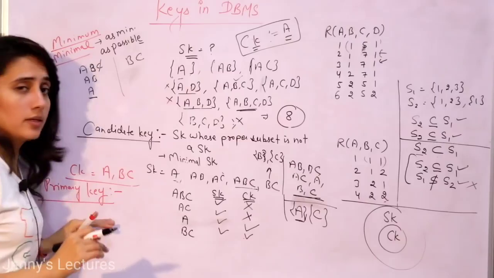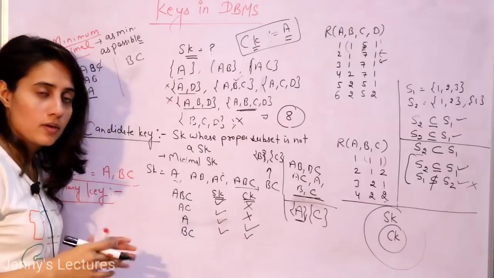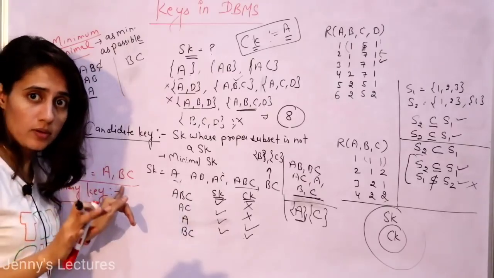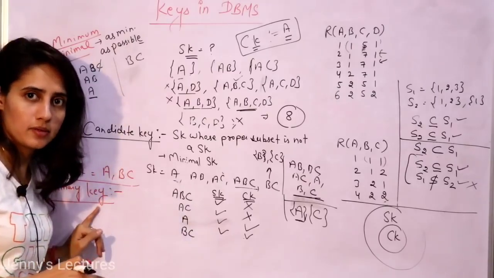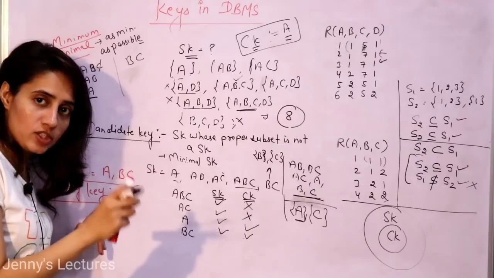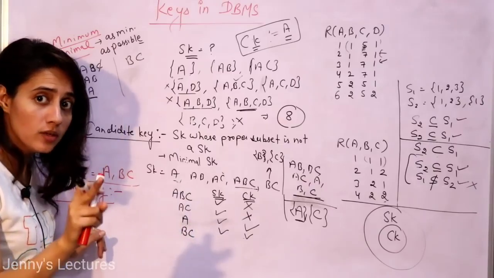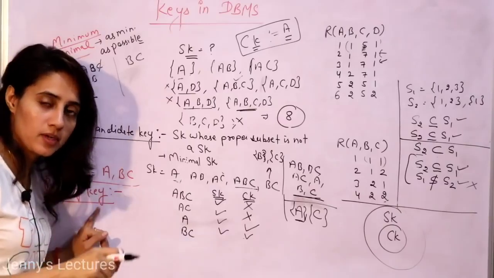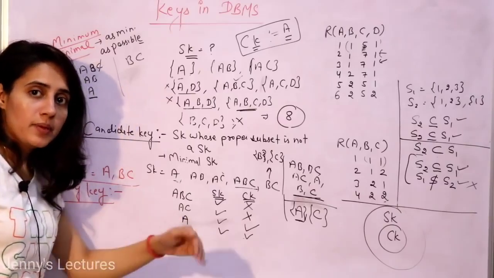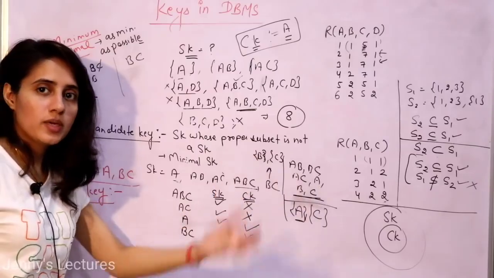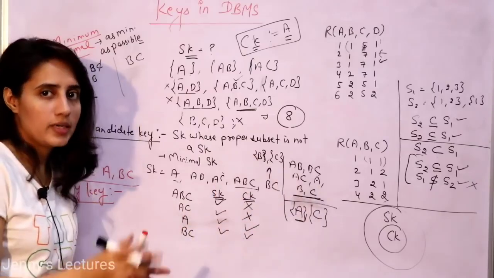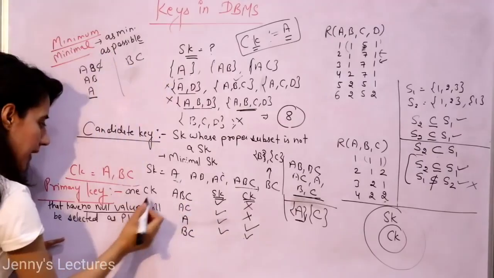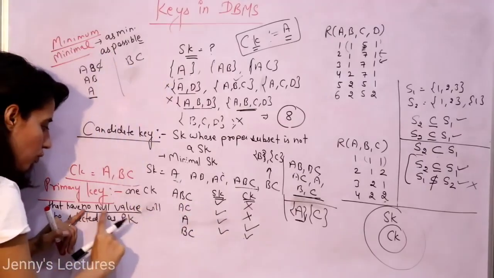Now what is primary key? It is very simple. One candidate key out of all the available would be set as a primary key, right? And the second condition is what? One candidate key with no null values would be selected as a primary key, and the remaining candidate keys would be considered as alternate keys or secondary keys, you can say, right? So one candidate key that has no null value.